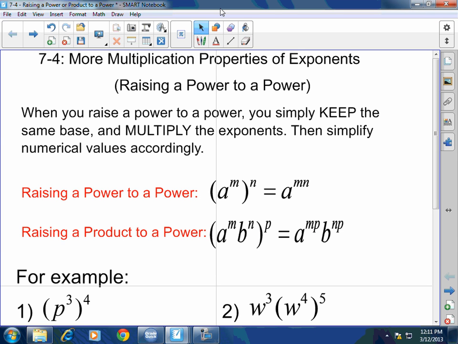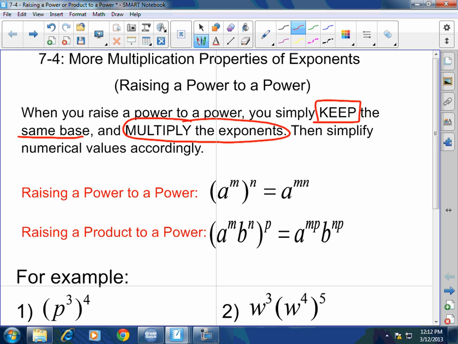7-4, okay? We're going to be learning more properties of multiplication with exponents. One in particular, we're going to be learning how to raise a power or a product to a power. So today we're raising powers to a power. And when you raise a power to a power, very similar to multiplication, guys, you're going to simply keep the same base, and this time you're going to multiply the exponents. Then simplify numerical values accordingly. That's it. You're done. Over.